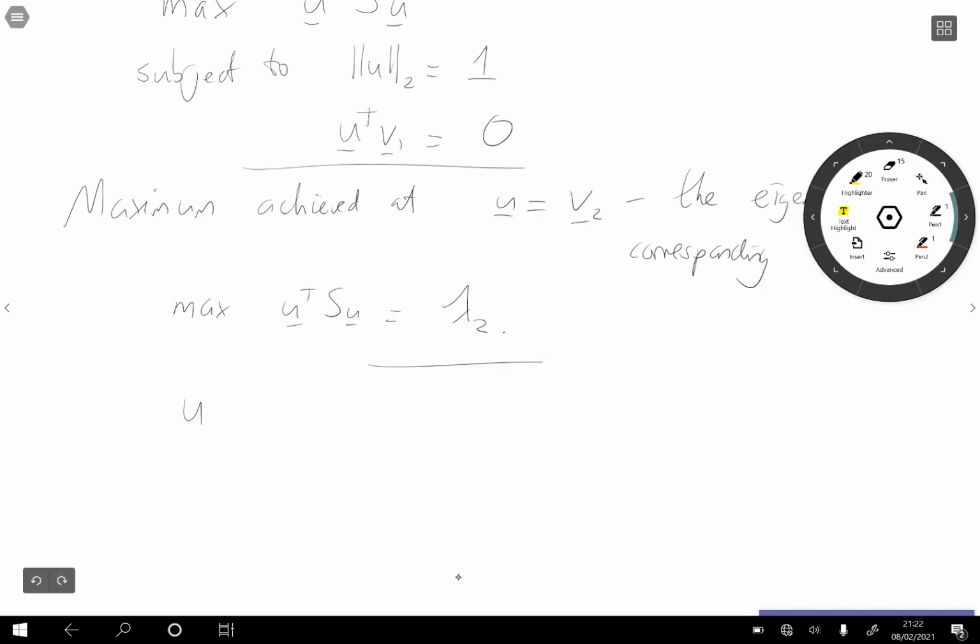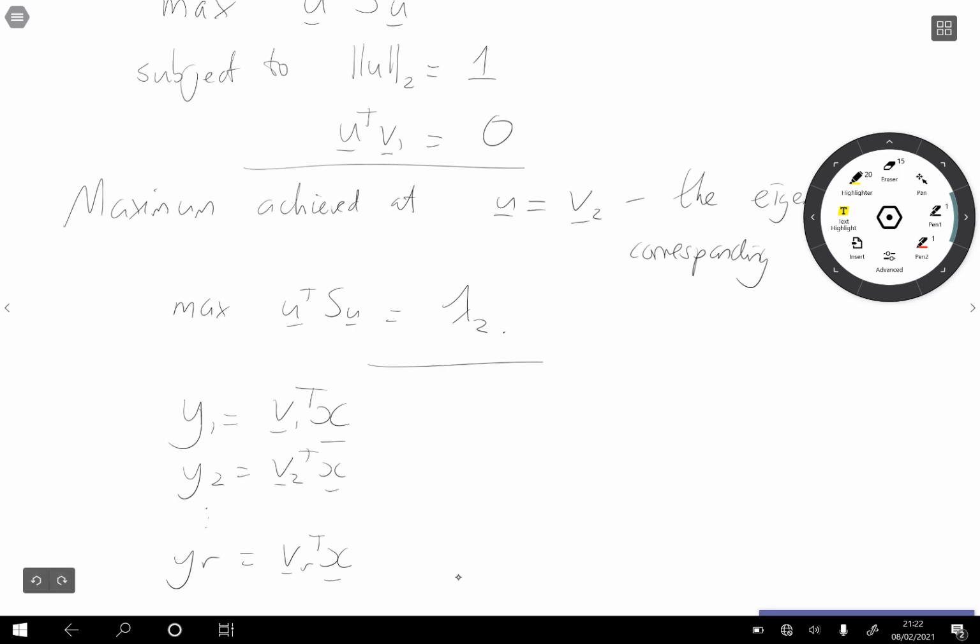So our first variable, y1, is v1 transposed x. Our second variable, y2, is v2 transposed x. It's not going to be a surprise that the rth transformed variable here is going to be vr transposed x, where vr is the rth eigenvector.